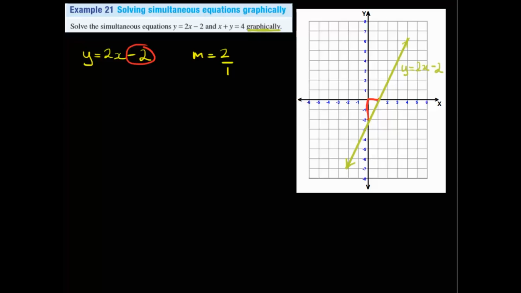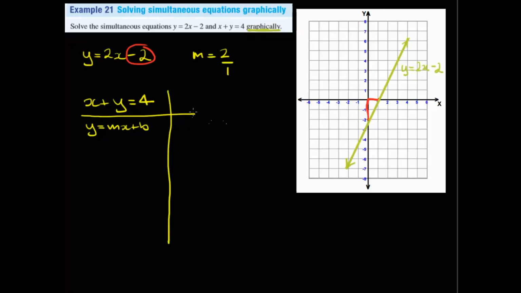The next thing I'm going to do is draw the line x plus y equals 4. Now there are two ways you can do this. You can convert it into the form y equals mx plus b, that's one way, or the other way is to use what you've got, substituting 0 for x, and once you've solved that for y, you then substitute 0 for y. I'll do both ways so that you can see the two ways to do it.